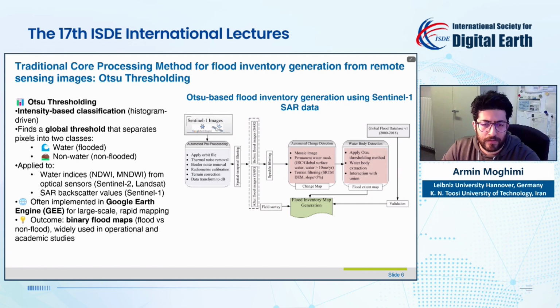At the core of the method, thresholding is applied to the SAR backscatter to separate flood and non-flood pixels. They are merged into flood extent maps, from which flood and non-flood points are sampled to create a flood inventory. Finally, the inventory is validated against both field surveys and the global flood database, ensuring accuracy.